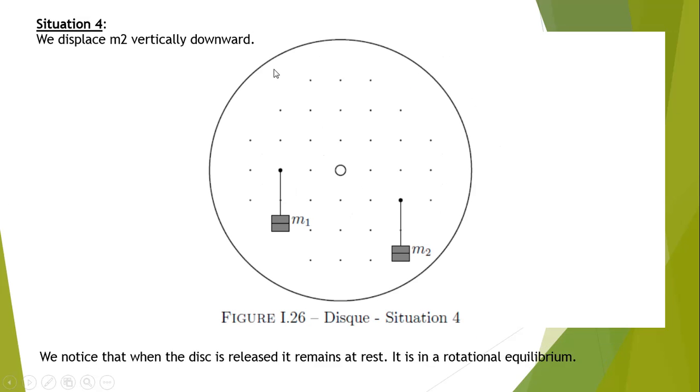And in situation 4, when we displace the solid M2 vertically from its initial position, we find that the disk in this case remains at rest and does not rotate.